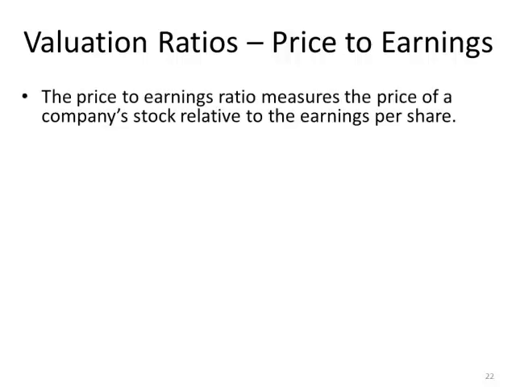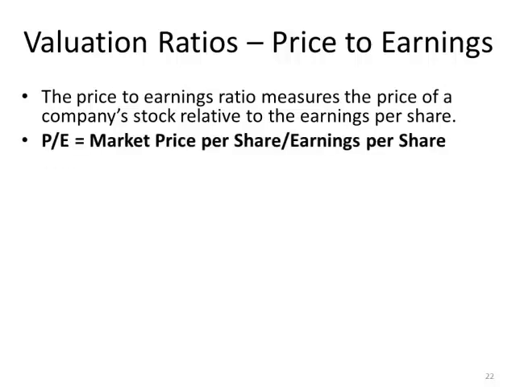The price to earnings ratio measures the price of a company's stock relative to the earnings per share. Right? So each share has a price, and each share also has an earnings. So we have an earnings per share, and then we have the price per share, and the PE ratio is just the price divided by the earnings. So we calculate this as the market price per share divided by the earnings per share.